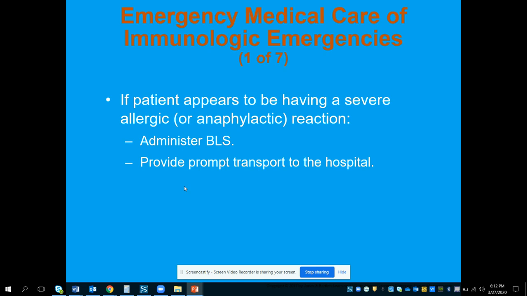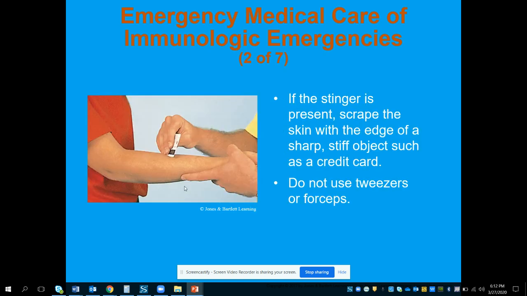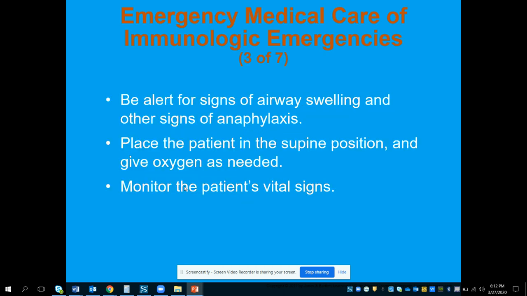Again, just following up on the care here, if the patient appears to be experiencing a severe allergic reaction, we want to go ahead and put oxygen on and administer that epinephrine as quickly as we can. If there's a stinger present here, we can scrape the skin with the edge of a sharp, stiff object like a credit card, but you should never use tweezers or forceps. That can actually cause more venom to be injected from the stinger into the skin. You want to go with the grain of the stinger. Don't go against it because you don't want to break that stinger off into the skin.